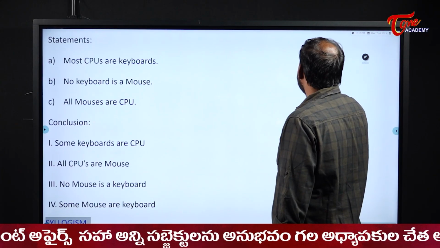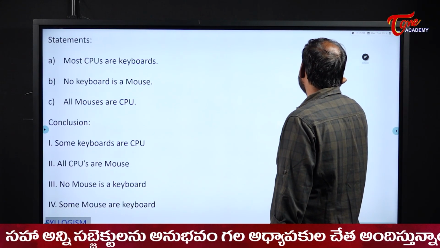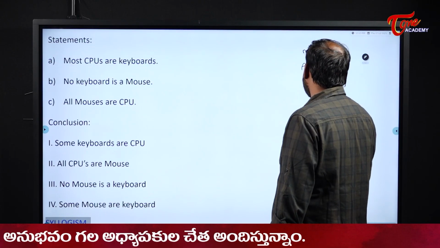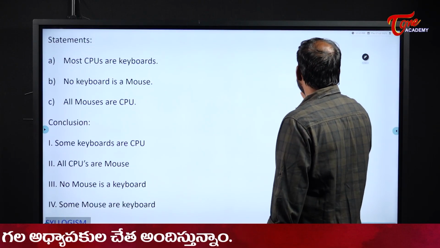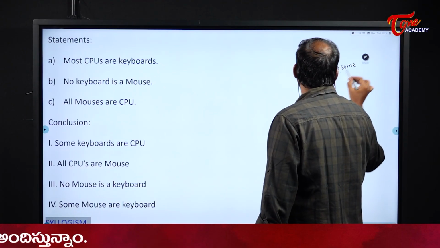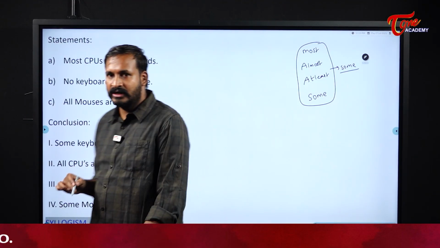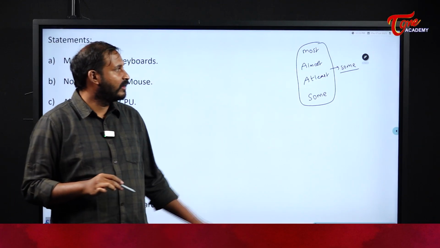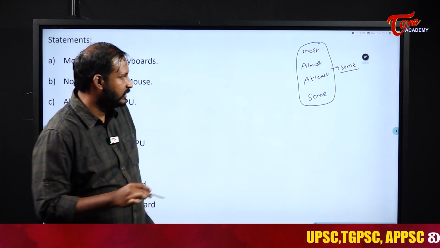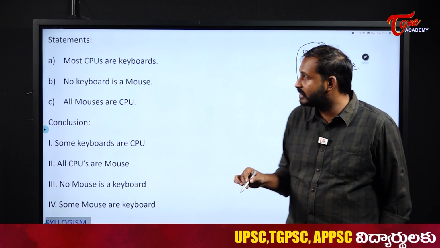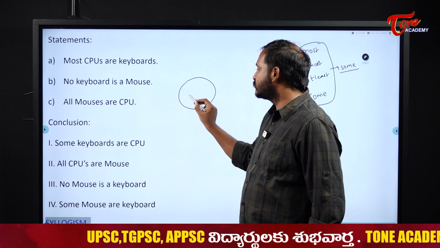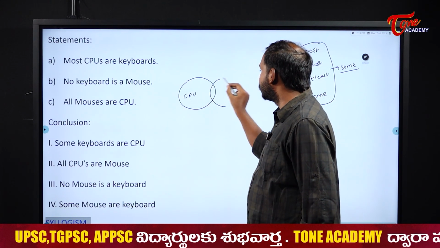Most, almost, at least, some. All these conditions are what? Some only. We will consider all of them as some only. The words are given just to confuse you, but all these words are some only. Now using that concept, see here, most CPUs are keyboards means what? Some CPUs are keyboards.